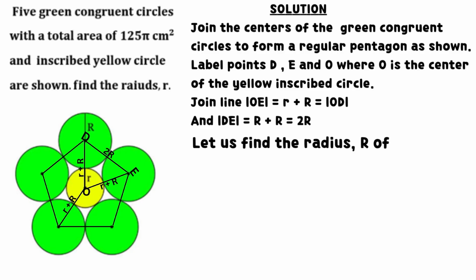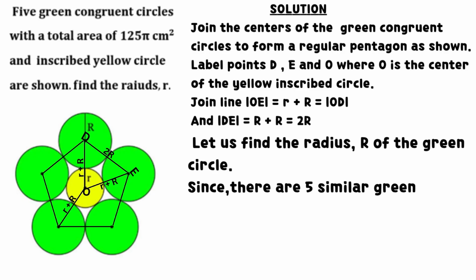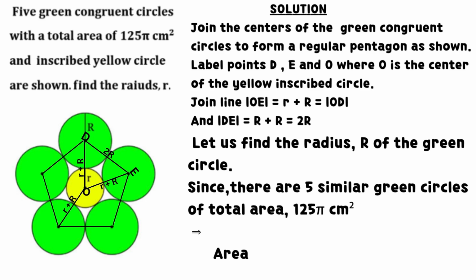Let us find the radius, R of the green circle. Since there are 5 similar green circles of total area 125π square centimeters, this implies that the area equals 5 times the product of π and the square of R, which equals 125π.